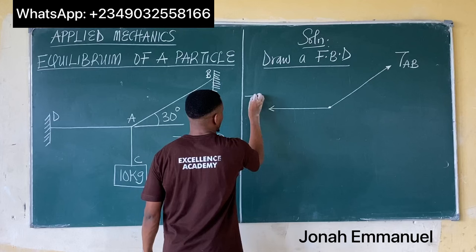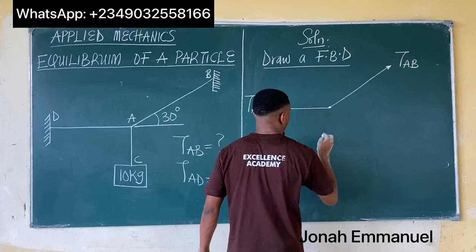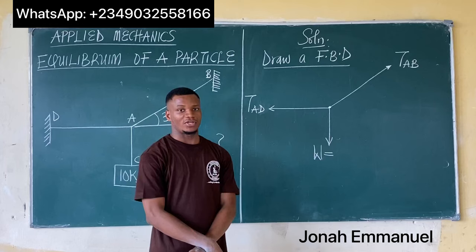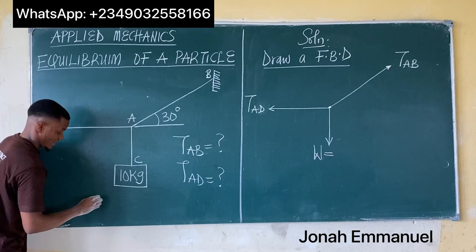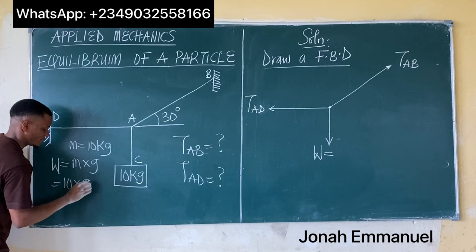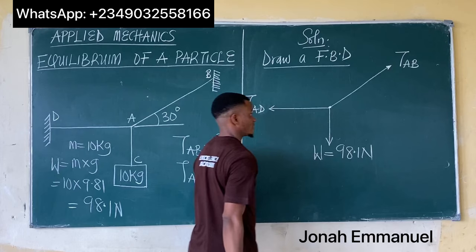Next up, I'm having this one coming down here. There should be a tension from A to C, but the tension is being carried by this mass here. So I'll have some force coming down here. Weight is coming down here, W. Now observe, TAB and TAD are forces on strings, and a force, of course, is measured in Newton. In my question, the mass M is given as 10 kilograms. My task will be to convert this to weight. So weight is equal to mass times gravity. That's equal to 10 times 9.81, which is equal to 98.1 newton. That's the weight. The weight here is 98.1 newton.